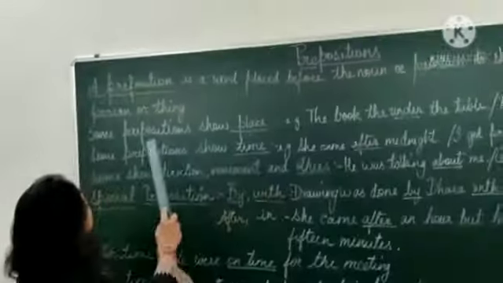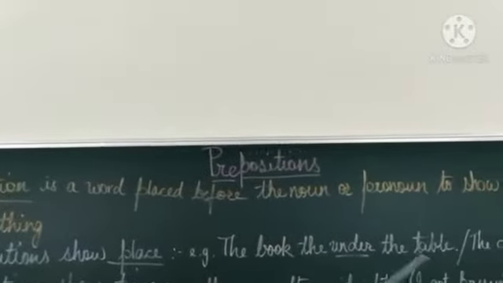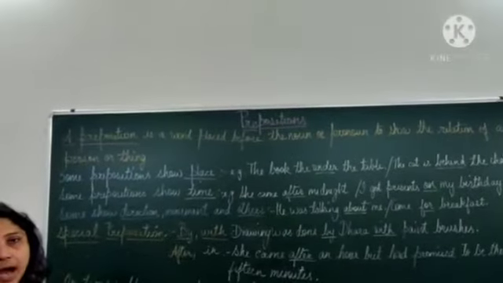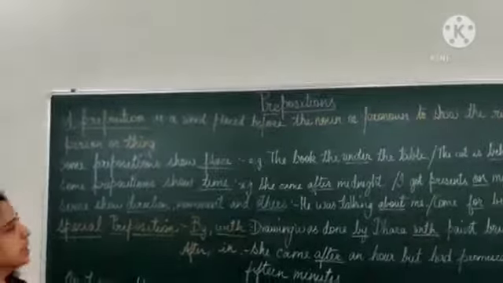Let us see. A preposition is a word placed before a noun or a pronoun to show the relation of a person or a thing. The relation, where, how, that is what we term as preposition.